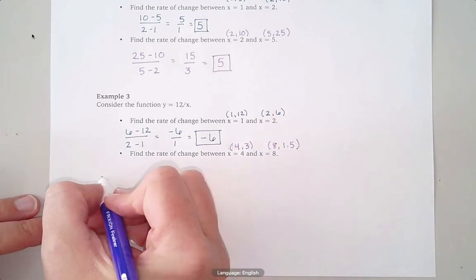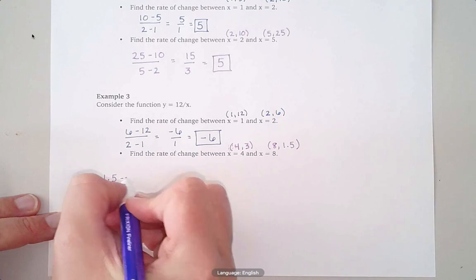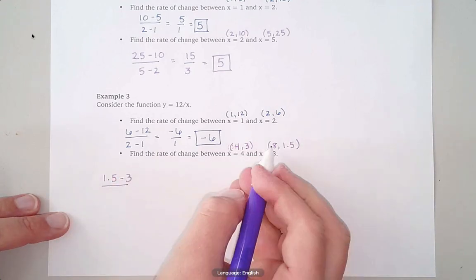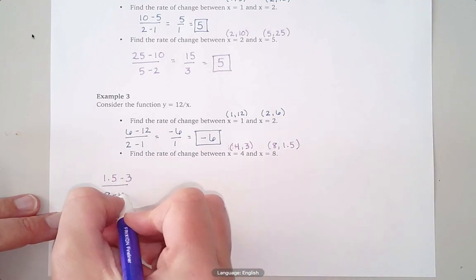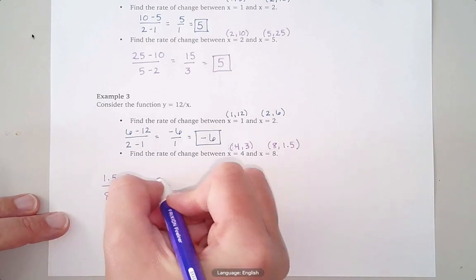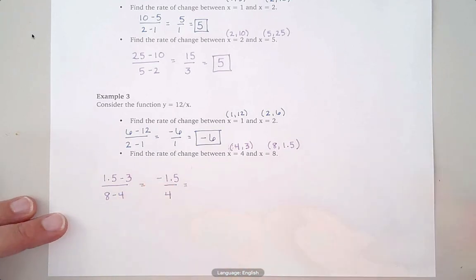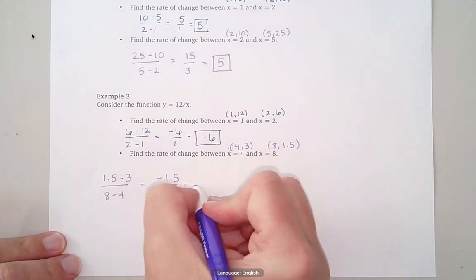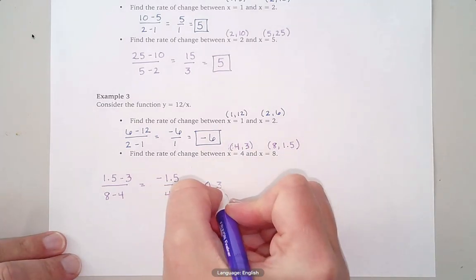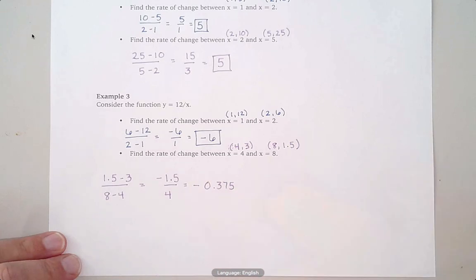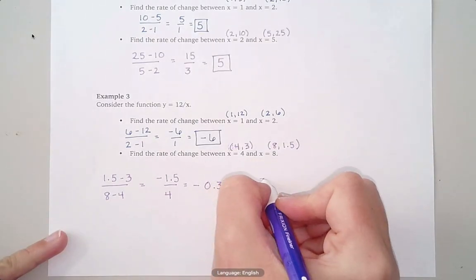So 1.5 minus 3 over 8 minus 4 gives me a negative 1.5 over 4. And I don't know what that comes out to be. Decimals or fractions are okay here. So I got negative 0.375, which as a fraction would be negative 3/8. And I would take either one of those.